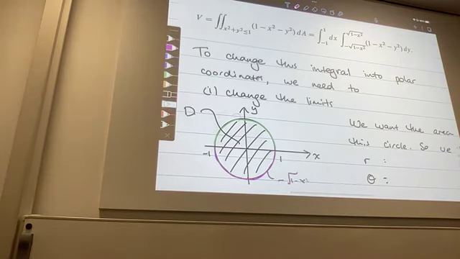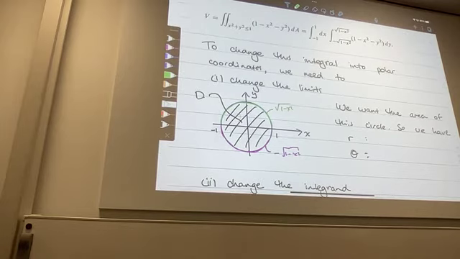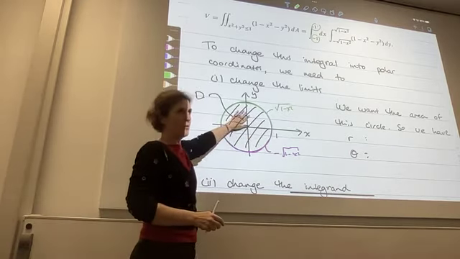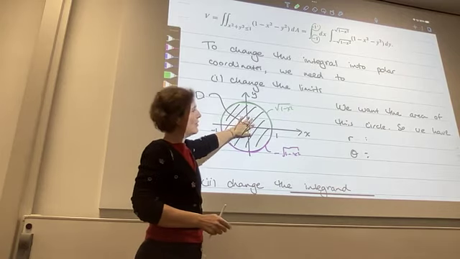Okay, and my upper limit is 1 minus x squared. Let's check if I'm getting this all right. Okay. Happy with me so far? So I'm integrating, that's y, and x is going from minus 1 to 1. So basically I want everything inside this circle. Yes? Now let's describe that in terms of r and theta.